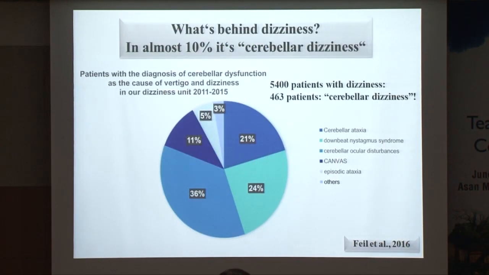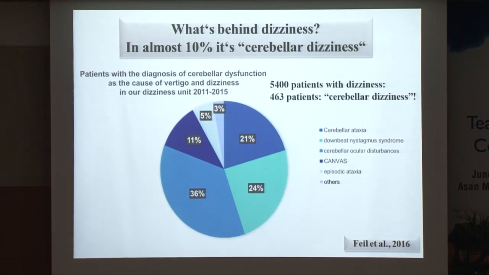Second reason, these are yet unpublished data, and since we are neurologists, we are also interested in the cerebellum. And the question arises, what's behind dizziness? We found out in 5,400 patients from our dizziness units that almost 10% of these patients have clear cerebellar dizziness. That means if you do not properly examine the ocular motor system, you'd miss these patients. You're not correctly diagnosing them.